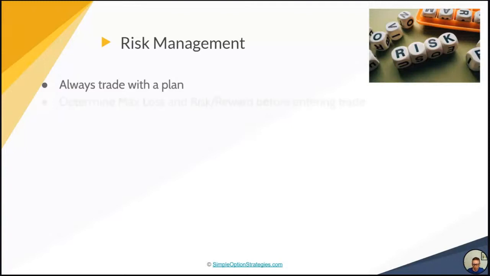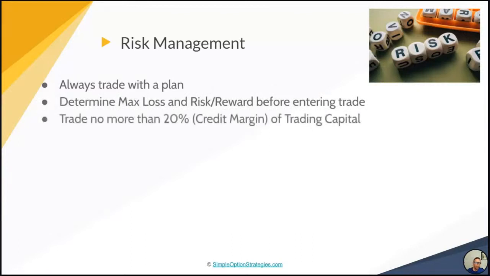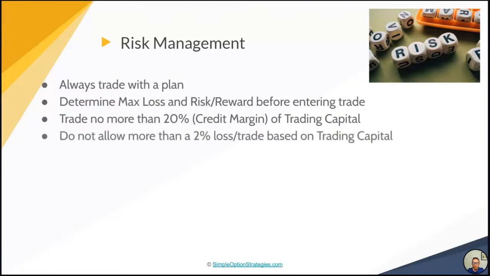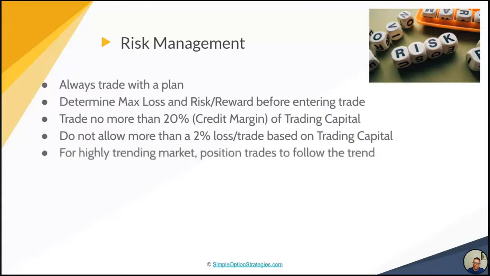Secondly, determine max loss and risk reward before entering the trade. Third, you want to trade no more than 20% of the credit margin based on the total capital that you have. You've got to leave room for drawdowns, not necessarily for zero DTE, but for other credit spreads that you're trading, and for adjusting those positions. Do not allow more than a 2% loss based on your trading capital. So if you are trading with $10,000, your loss should never be greater than $200. Okay, and you can calculate that before you enter the trade.